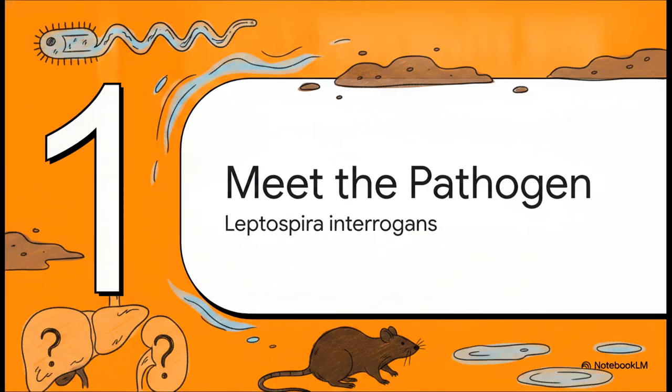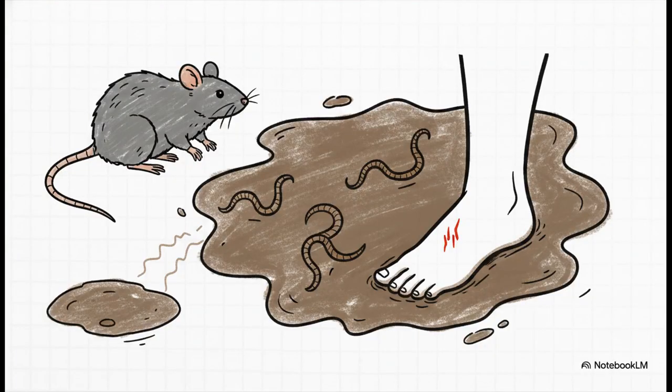All right, Section 1. Meet the pathogen, Leptospira interrogans. Leptospira interrogans is a spirochete. If you look at it under dark field microscopy, you'll notice it has these really distinct hooked ends. But honestly, the absolute major takeaway for your exam vignettes is the zoonotic transmission. Rats. Rats are the most important reservoir you need to remember. The bacteria basically spread when infected animal urine contaminates water and soil.